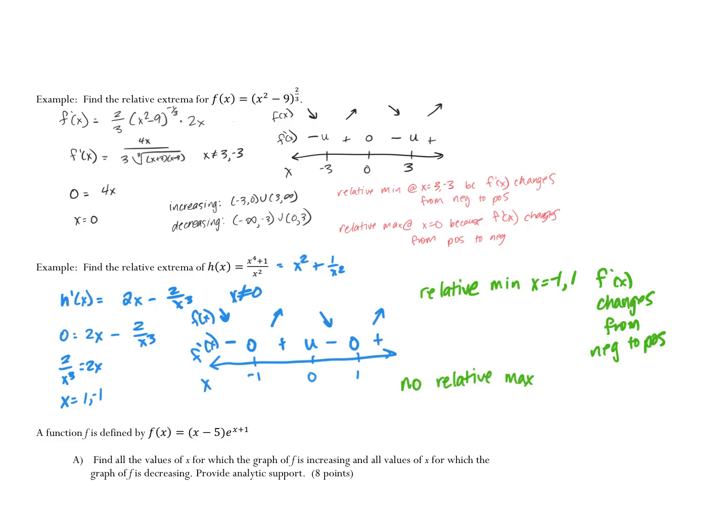Does anyone disagree with my answer? Why is this one having a relative max? The other one did. Should it also be undefined? What do we know? So I said it, but we didn't write anything down. If we look at x equals negative 1, the function is defined at x equals negative 1.